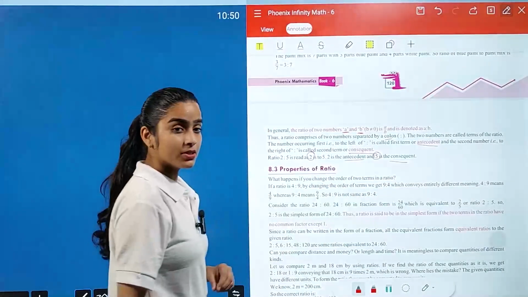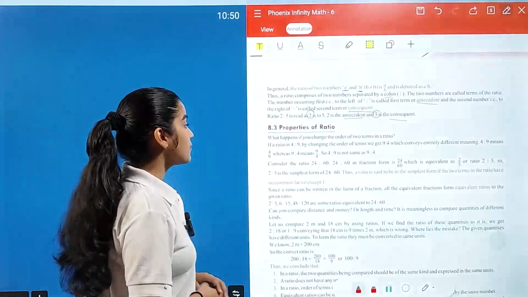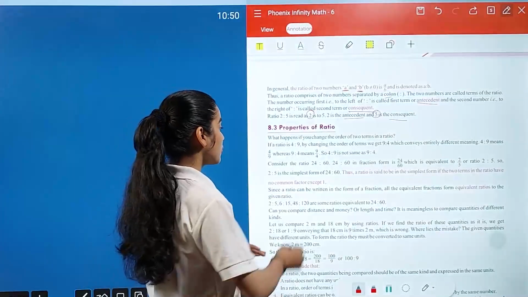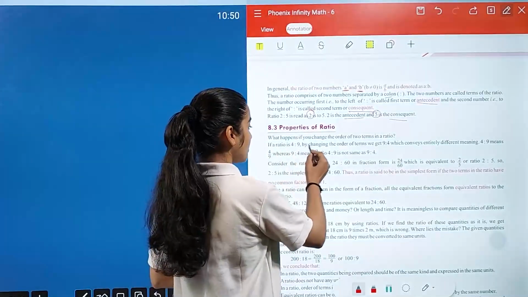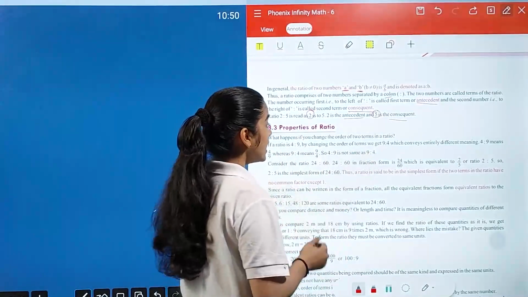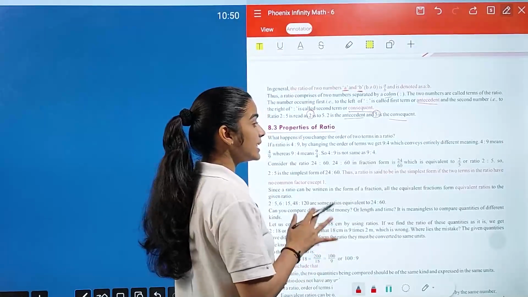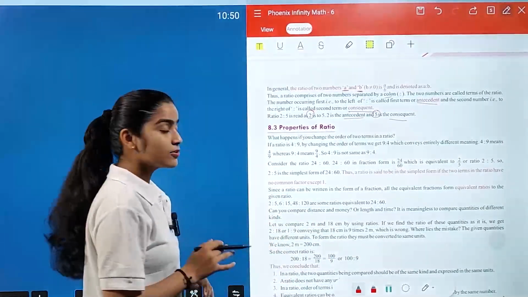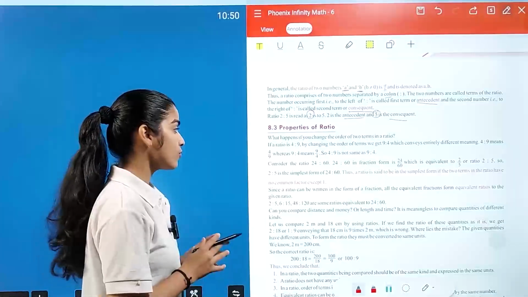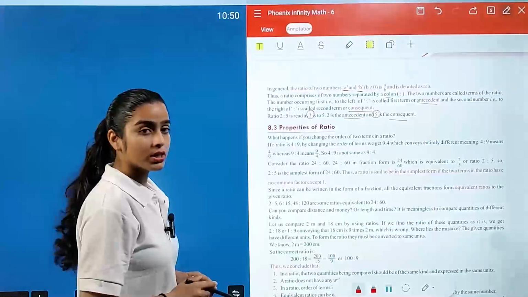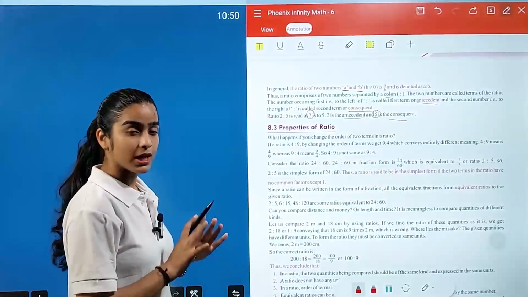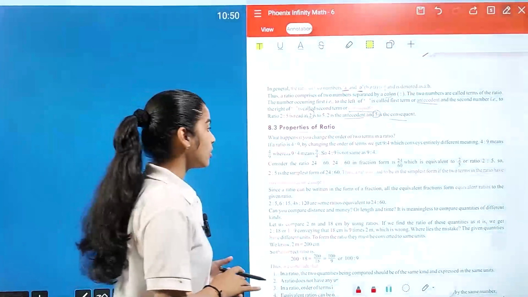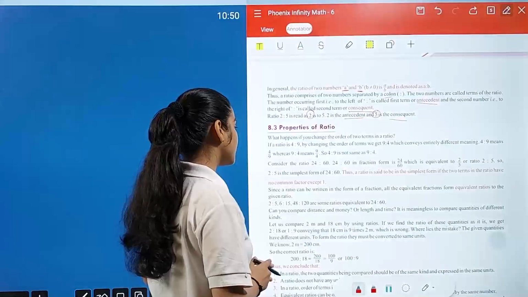Now we have the properties of ratio. What happens if you change the order of the two terms in a ratio? If our ratio is 4 is to 9, by changing the order of terms we get 9 is to 4, which conveys an entirely different meaning. So 4 is to 9 means 4 by 9, whereas 9 is to 4 means 9 by 4. So 4 is to 9 is not the same as 9 is to 4. So we cannot change the order of the terms.